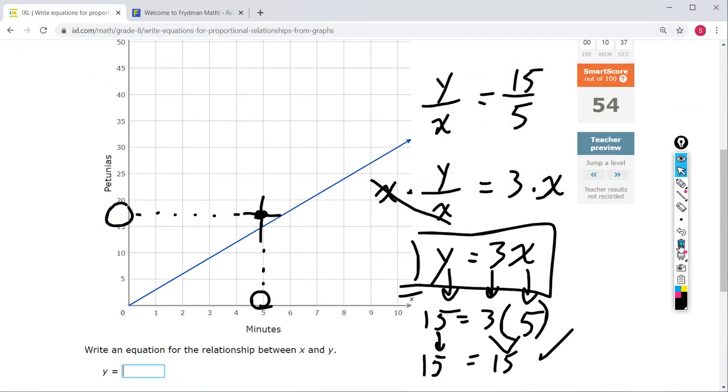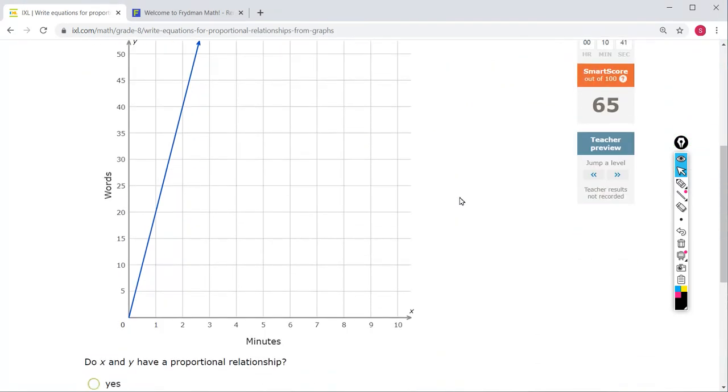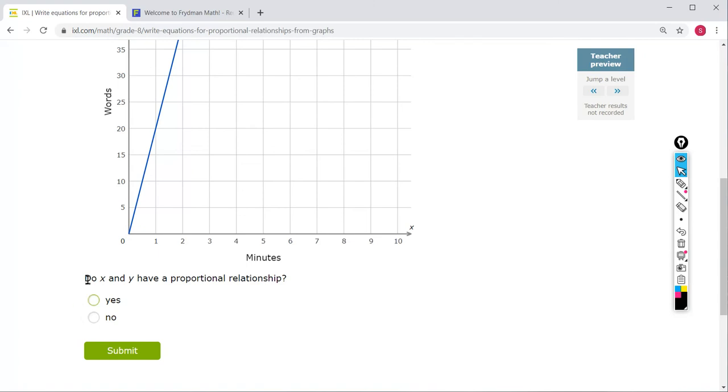Okay, this is also the same. I'm going to skip ahead. I have a feeling they're all going to be the same. Yeah, so this is also the same. Maybe the numbers are a little bit bigger, but oh, no, here. Okay, so it's asking us a different question. Do x and y have a proportional relationship? So that is a different question.